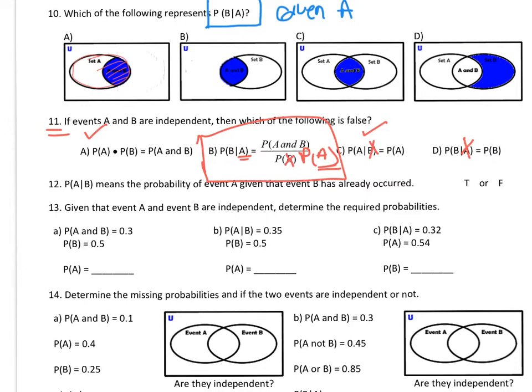Next question, probability of A given that B happened does in fact mean that B has already occurred, so that's true.